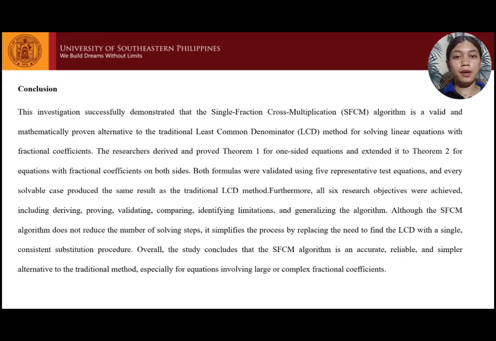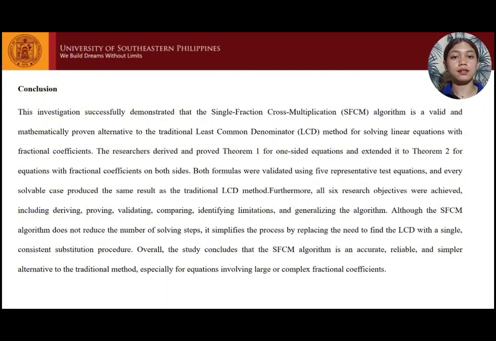We derived the algorithm, proved it, tested it numerically, compared it rigorously against the traditional method, identified exactly where it breaks down, and generalized it to two-sided equations while confirming the generalization behaves correctly. So, for both the original form and the generalized form, SFCM is a valid, proven, and equally accurate alternative to the LCD method. It's simpler, but in one precise sense only, not in raw step count, but in replacing a number theoretic judgment call with a single uniform substitution, with the trade-off that it gives a less transparent signal when no solution exists.